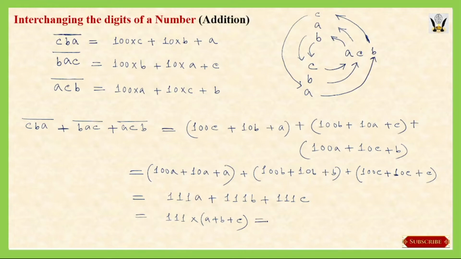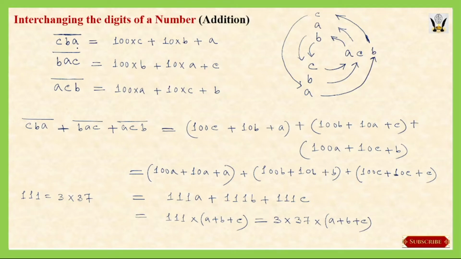Now 111, if we factorize further, is 3 multiplied by 37. So it can be further written as 3 multiplied by 37 multiplied by a plus b plus c. So what we can conclude here is that if we have a 3-digit number, any number, and we change the positions of the digits in a cyclic order twice, and if we change the position of these digits once more, then we will return to the first number. That's why we have changed only twice.